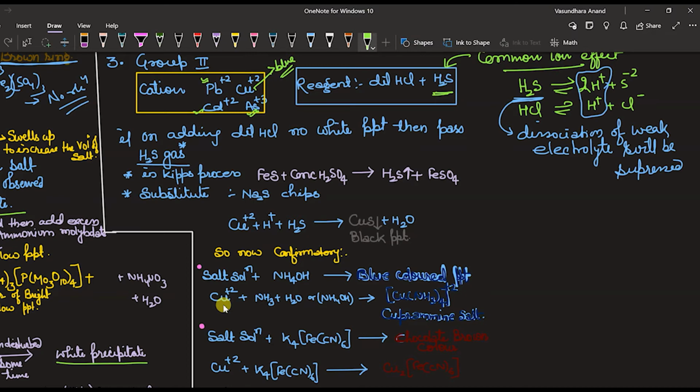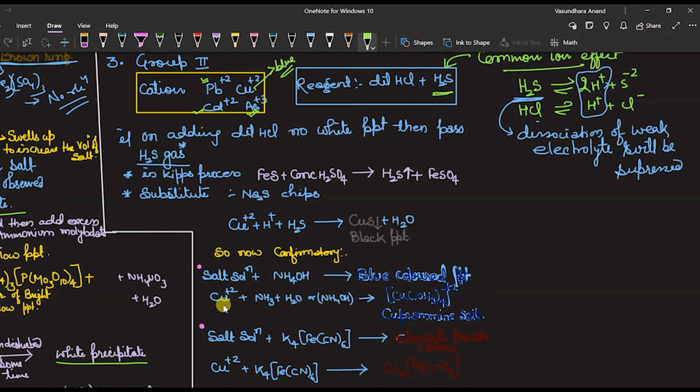So what do we use as the substitute? Instead of H2S gas, we just get the sodium sulfide chips. Sodium sulfide chips also give the same result as it was giving. But the only difference is that because of this offensive smell and this big setup, we are not using the Kipp's process, we use a substitute. And the substitute is sodium sulfide chips.